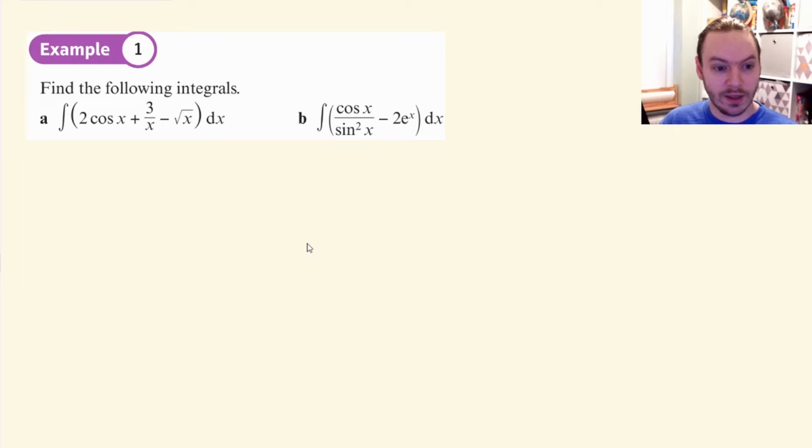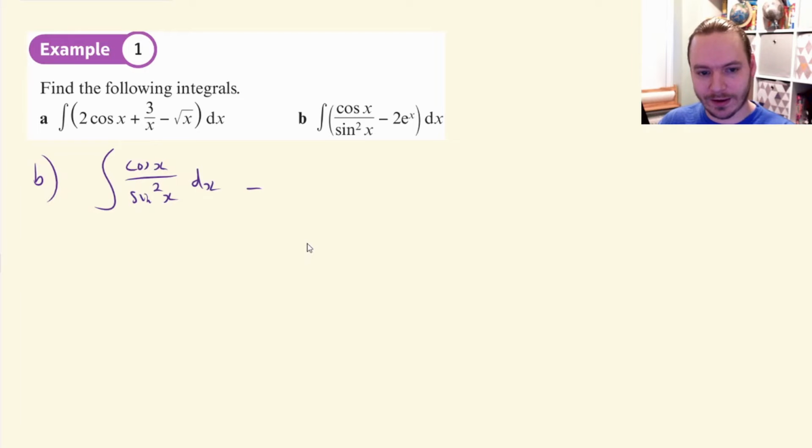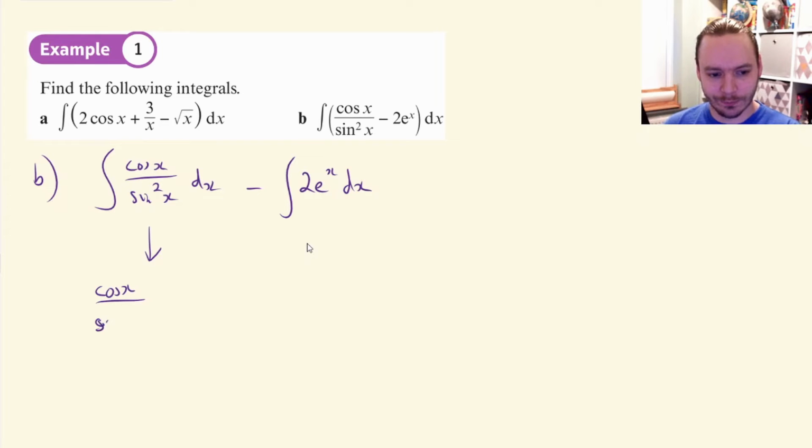Okay, and part B, we're going to do the same thing. I can pull this apart into integrating cos x over sine squared x, take away the integral of 2e to the x. 2e to the x is pretty straightforward. We'll sort that out in a minute, but it's very easy. Cos x over sine squared x doesn't look very straightforward, but this is about using trig identities. So I can separate this up into cos x over sine x multiplied by 1 over sine x.